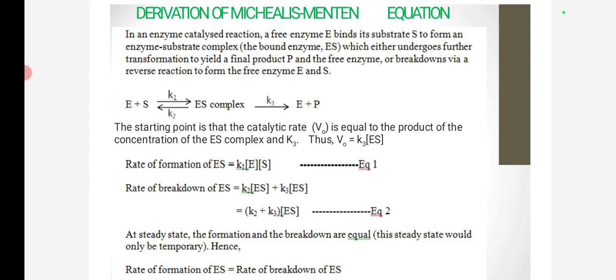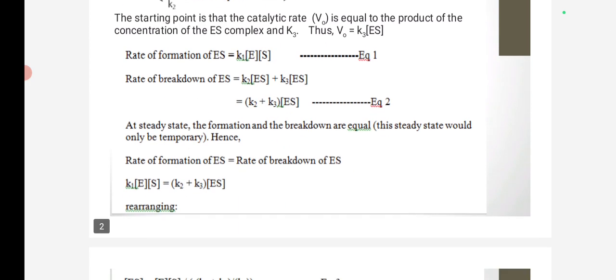Next, the rate of breakdown of enzyme-substrate complex equals K2 times enzyme-substrate complex concentration plus K3 times enzyme-substrate complex concentration. Here the enzyme-substrate complex is common, so now we can take it out. We get K2 plus K3 times the enzyme-substrate concentration. This is equation 2.